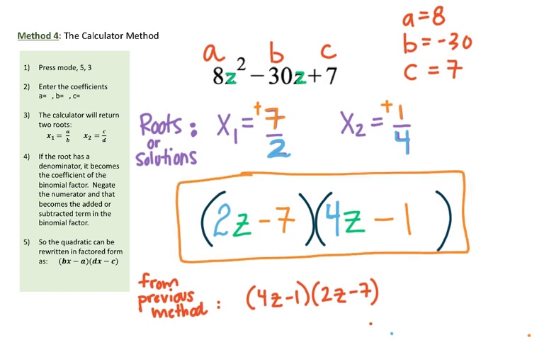Okay, so just in summary, use any method you want to factor trinomials when the leading coefficient is bigger than 1, but always remember to try to take out the GCF, the greatest common factor, first before using the other methods.